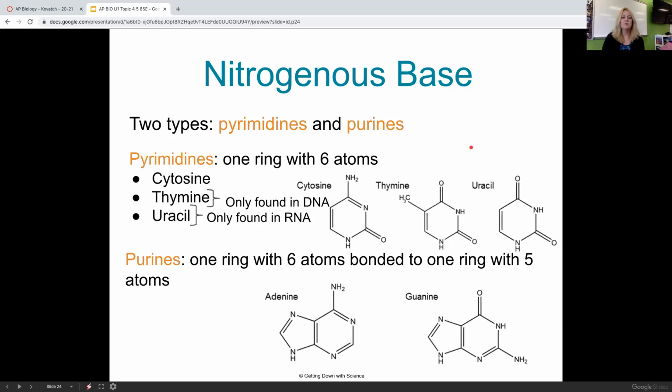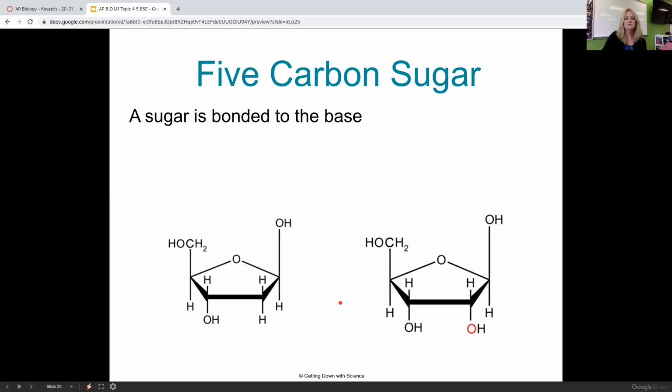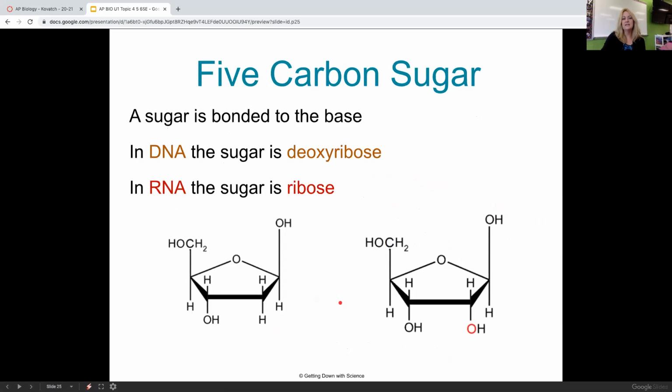Purines are the ones down here. I'm sorry, all of these up here, the pyrimidines, are 1 ring, and the purines are the ones that are down here. These have 1 ring with 6 atoms bonded to 1 ring with 5 atoms. So adenine and guanine are the purines, cytosine, thymine, and uracil are the pyrimidines. The 5-carbon sugar is bonded to the base. In DNA, we call that sugar deoxyribose. And in RNA, the sugar is called ribose.